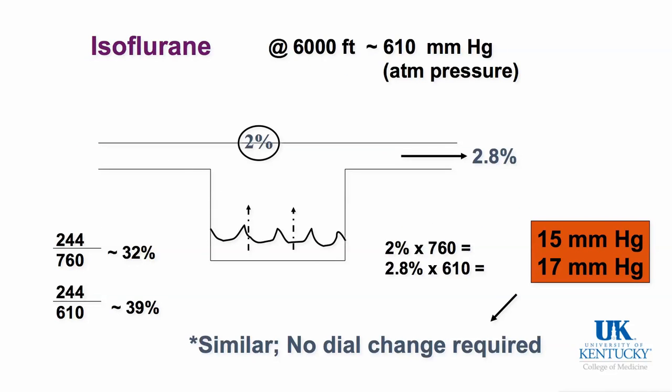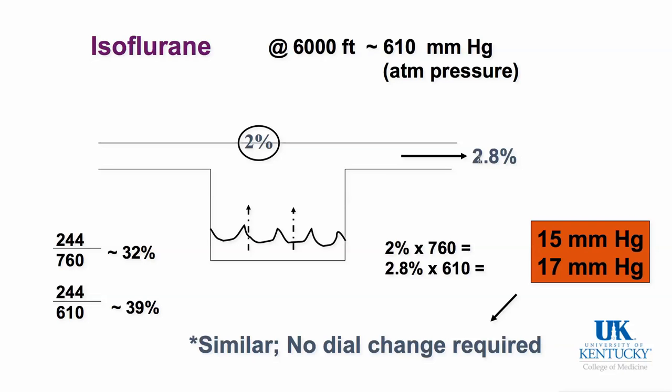Isoflurane at 6,000 feet altitude, the atmospheric pressure there instead of 760 is approximately 610. Let's say we've turned on 2% isoflurane, and in actuality, more than 2% isoflurane leaves the vaporizer. Why? Because the pressure above the liquid, instead of being 760, is only 610, and so a little more of those molecules can jump up into the vapor phase. So even though you have it set at 2%, it delivers higher than that at the lower pressure, higher altitude environment.